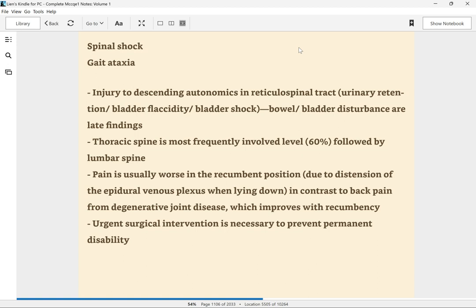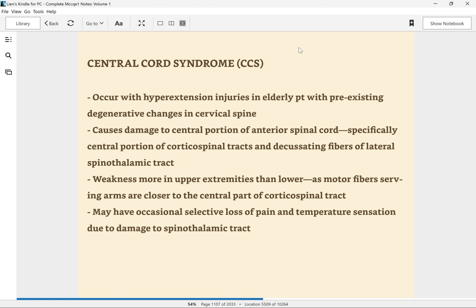Urgent surgical intervention is necessary to prevent permanent disability. Central cord syndrome, CCS, occurs with hyperextension injuries in elderly patients with pre-existing degenerative changes in the cervical spine. It causes damage to the central portion of the anterior spinal cord, specifically the central portion of the corticospinal tracts and the decussating fibers of the lateral spinothalamic tract.